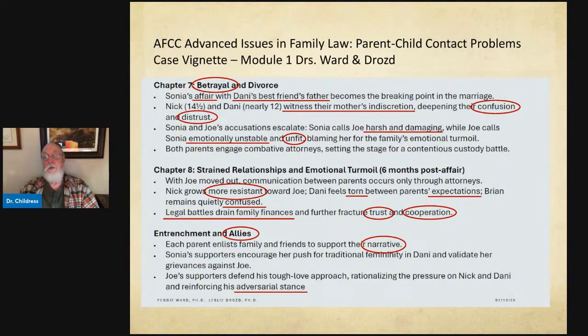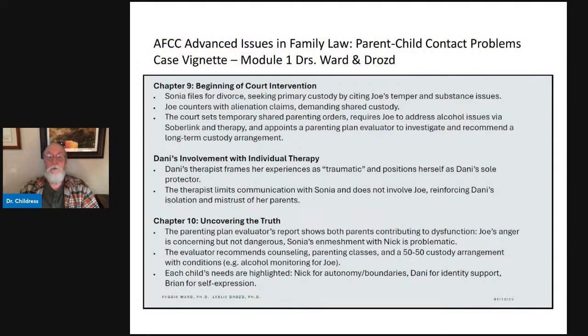And increasing and reinforcing his adversarial stance. So it's the father who's being adversarial because he wants to have a relationship with his son that's not involved with the mother. I'm going to suggest bias. Beginning of the court intervention. Sonia files for divorce, seeking primary custody by citing Joe's temper and substance issues. Okay, so she's citing his alcohol. There it comes. It's coming out of mom. And Joe's temper that she's provoking. So, yeah.